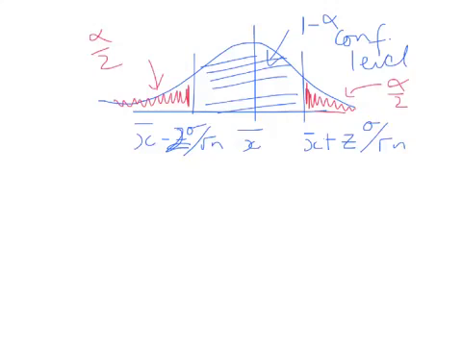Let's just do a numerical example. If we were talking about a 95% confidence interval, if 1 minus alpha is 0.95, then what's left? 5%, but the 5% is distributed between the two tails. So alpha over 2 would be 2.5% each, which is 0.025.